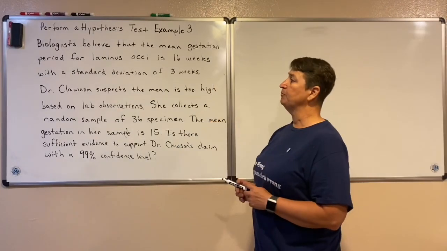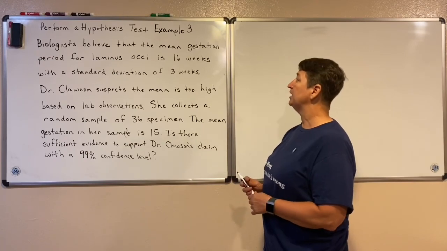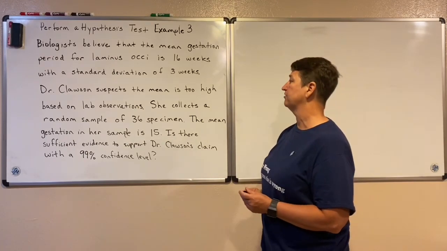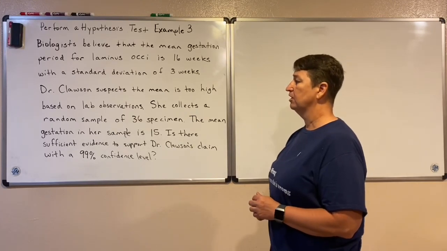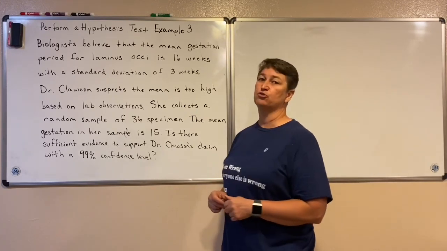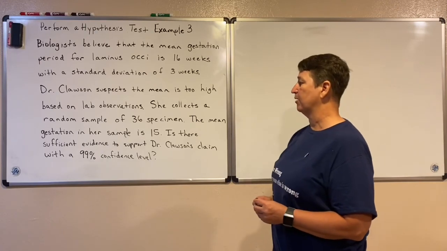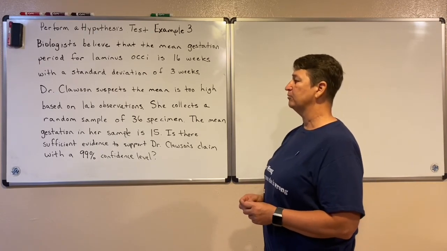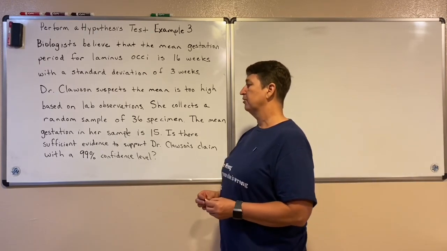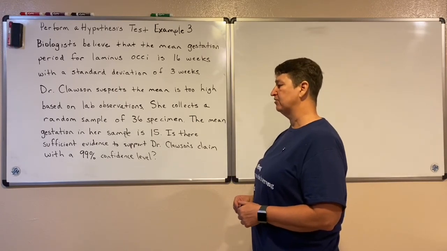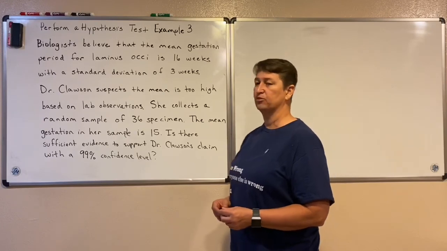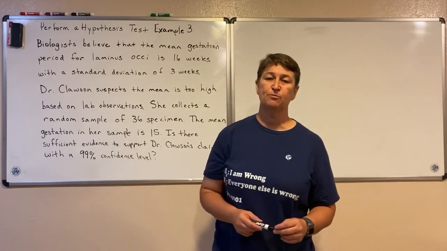Here's an example. Biologists believe that the mean gestation period for Lemnis ossi is 16 weeks, with a standard deviation of 3 weeks. Dr. Clausen suspects the mean is too high based on lab observations. She collects a random sample of 36 specimens. The mean gestation in her sample is 15. Is there sufficient evidence to support Dr. Clausen's claim with a 99% confidence level?